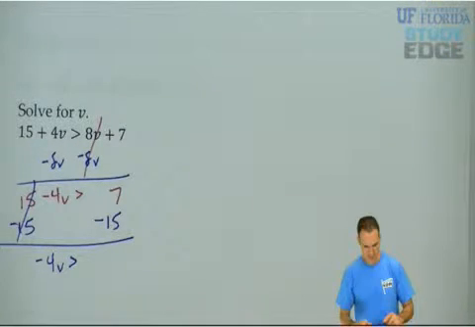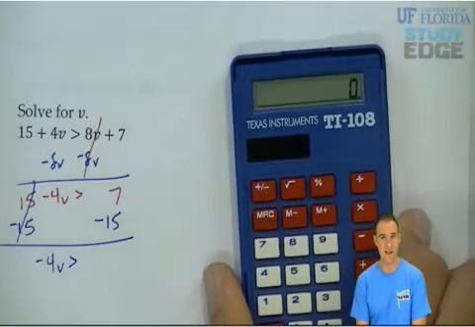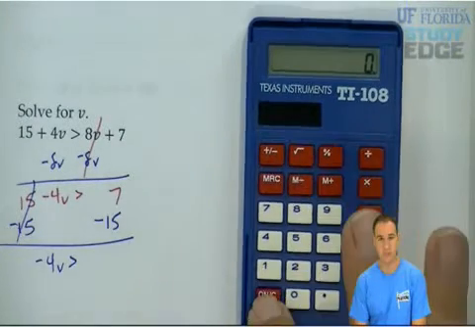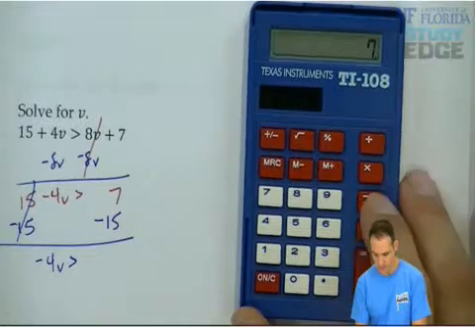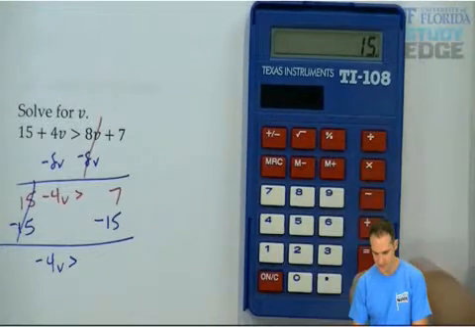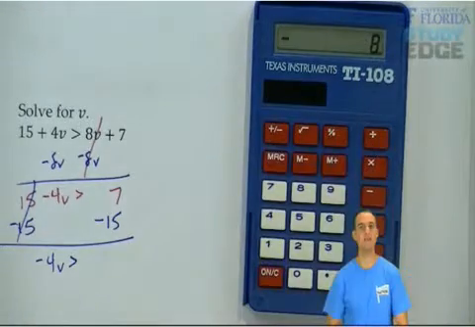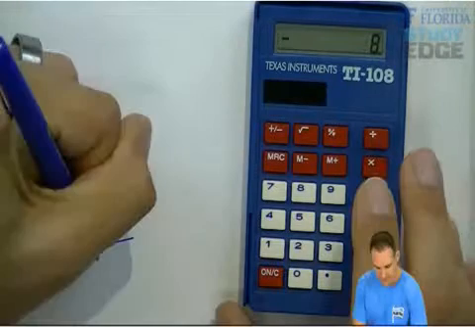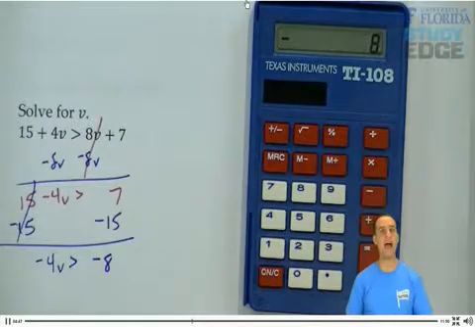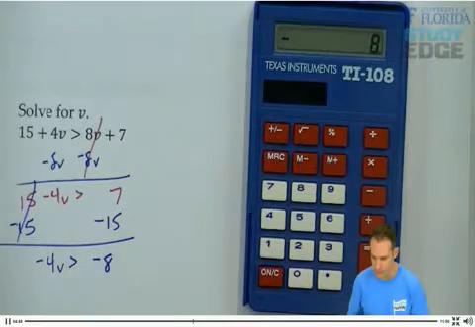7 minus 15. Remember, if you need to, make sure to clear it. 7 minus 15 equals negative 8. You can always use your calculator to check. And now we have negative 4v is greater than 8.